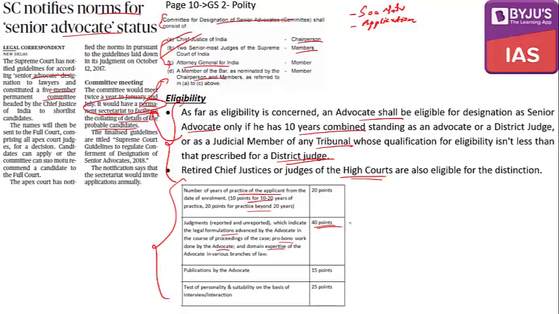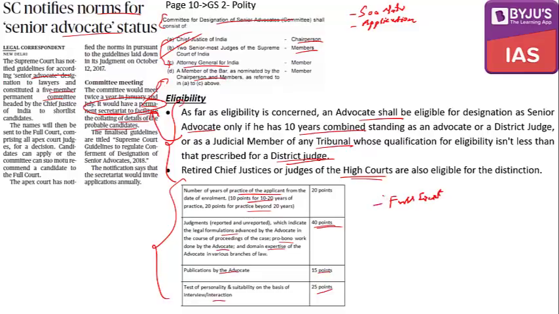This will take up 40 points. And what are the various publications, what are the articles that he has written, that will take up another 15 points. And test of personality, suitability on the basis of interview and interaction, that will again take 25 points. So after it has been scrutinized by the permanent secretariat, it will go to the committee that is headed by the Chief Justice, and then they'll scrutinize further, and then this will finally be sent to what is called the full court. So it will go to the Supreme Court full court.